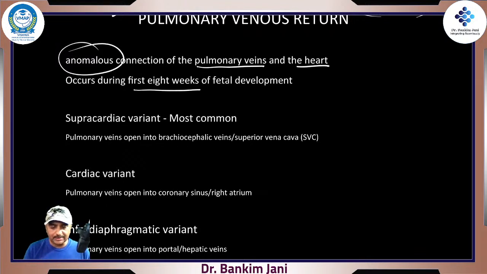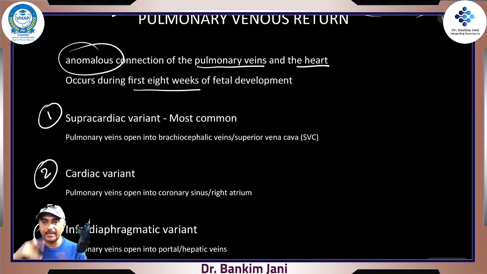Now, in order to understand this, we have to simply draw. We draw and we understand. Two things. In fact, three, right? Supracardiac, cardiac, and infradiaphragmatic. Let's start with the supracardiac. Supracardiac, something which occurs above the heart, right? Pulmonary vein. Now, for this, let's first draw.